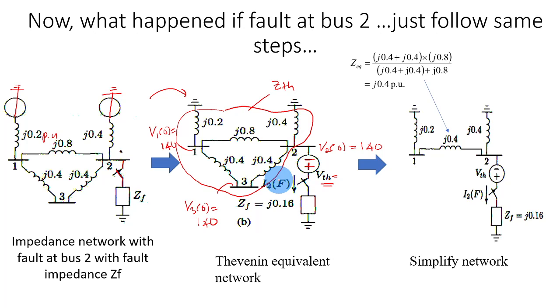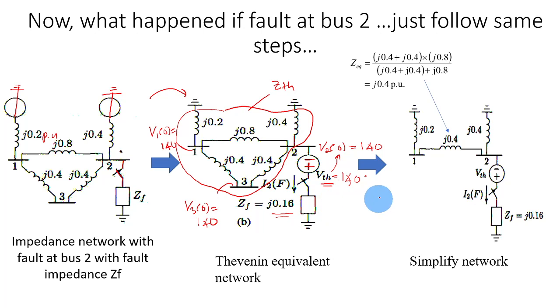Sometimes it might not be 1 per unit, it might be a different value, so be very careful and read the question carefully to see what the pre-fault voltage is, the voltage before the fault occurs. We are going to use that voltage later on to estimate the voltage during the fault. So if this voltage is connected at bus 2, the Thevenin voltage is also 1 per unit at angle 0, because it is at the same location. Then you key in the fault impedance, which is 0.16, and make sure it is also per unit.